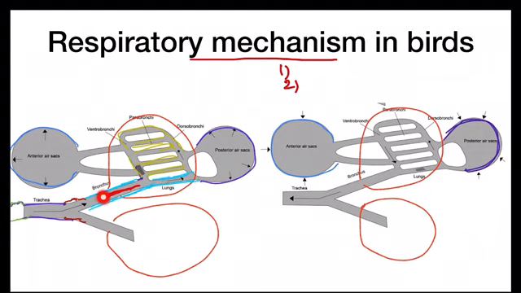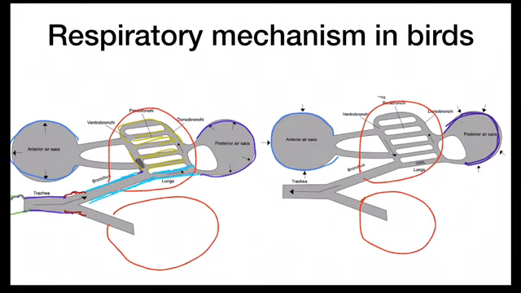Inside of the lung, the air moves in the primary bronchus, then directly into the mesobronchus, then it reaches the posterior air sacs. Also from this mesobronchus, some of the air reaches into the secondary bronchus. From the secondary bronchus it reaches the tertiary bronchus, and from the tertiary bronchus it reaches the air capillaries. This inspiration process is an active process like in other vertebrates. The expiration process is not an active process.